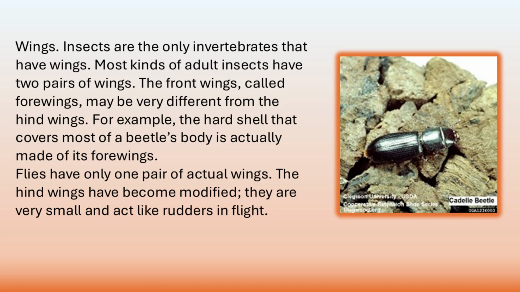Wings. Insects are the only invertebrates that have wings. Most kinds of adult insects have 2 pairs of wings. The front wings, called forewings, may be very different from the hind wings. For example, the hard shell that covers most of a beetle's body is actually made of its forewings.